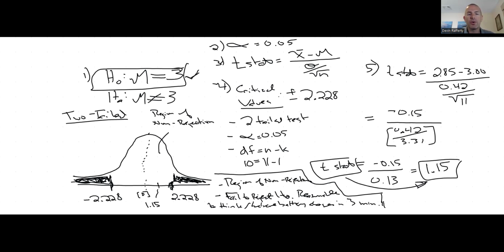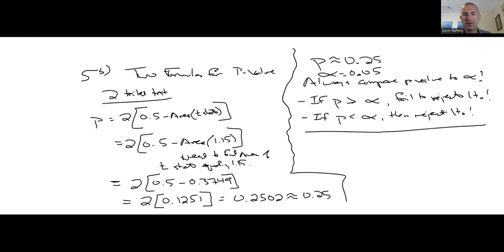And then you could say, you know what? I'm very confident because P is 0.25. Alpha is 0.05. So P is greater than alpha. In fact, it's about 5 times bigger than alpha. 0.05 times 5, you get to 0.25. So it's 5 times the size of it.